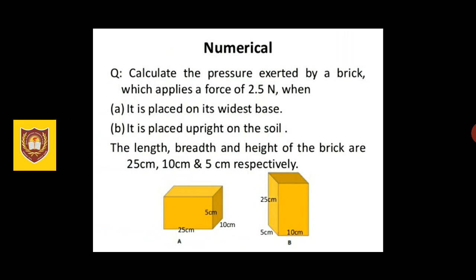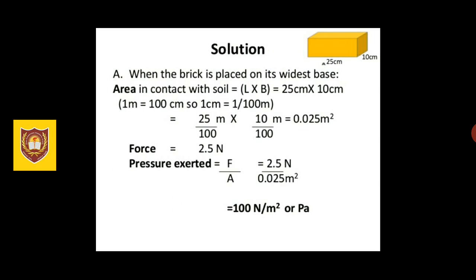Observe the figure. In this case, 25 is the length, 10 is the breadth, and 5 is the height. All these are in the centimeters. Now let's take the A part. When the brick is placed on its widest base, means in that case 25 centimeter length and 10 centimeter breadth is in contact with the surface. So we have to calculate its area.